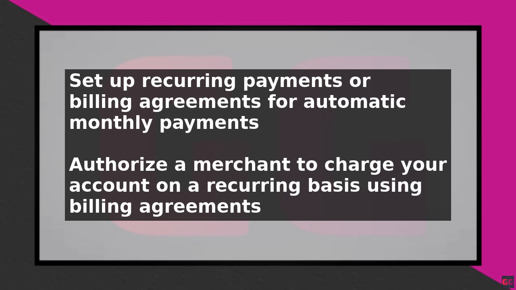Additionally, you can also use the PayPal Billing Agreements feature to set up automatic payments. This feature allows you to authorize a merchant to charge your account on a recurring basis. To set up a billing agreement, you need to log in to your PayPal account and click on the Settings tab, then click on Payments and select Billing Agreements.